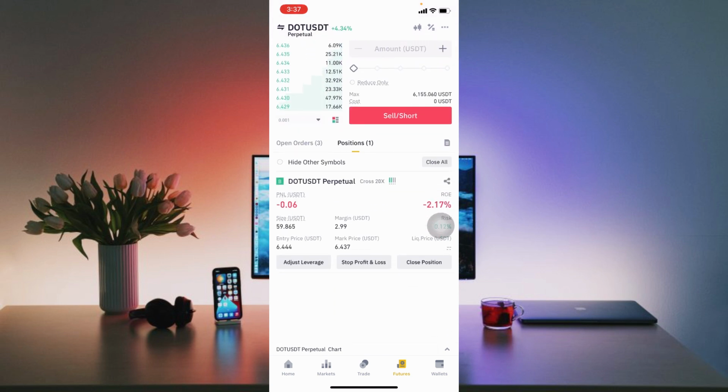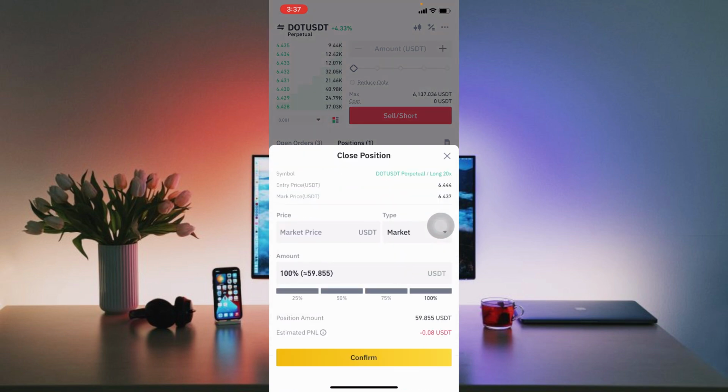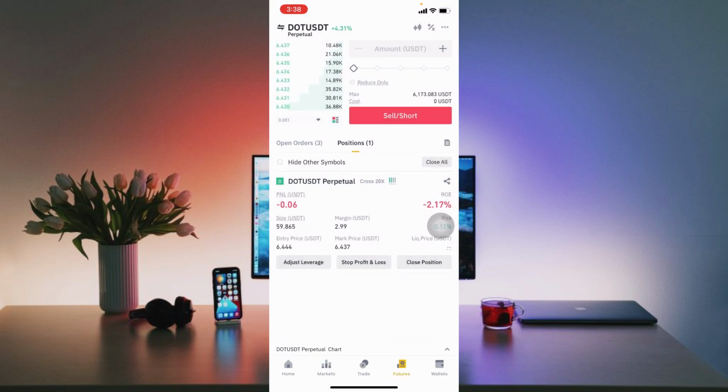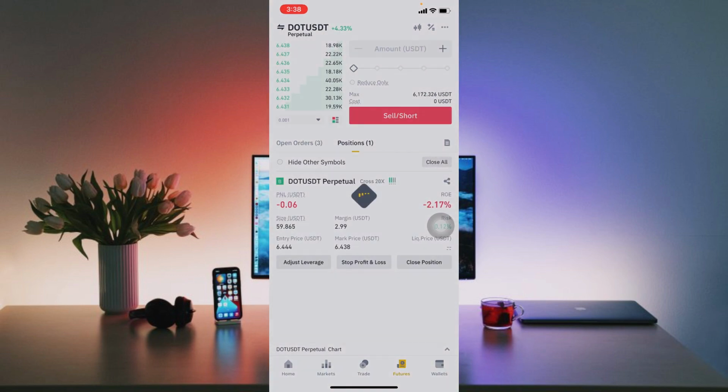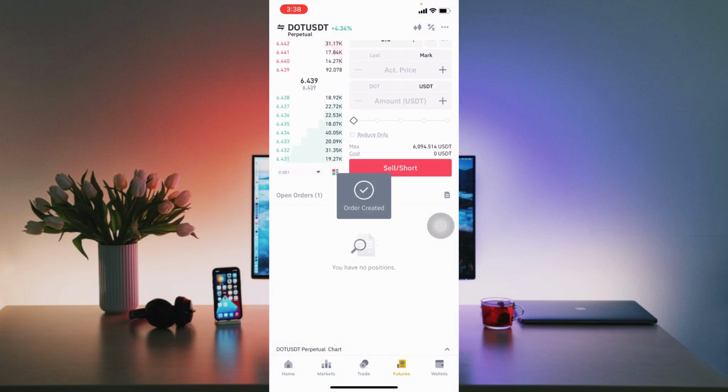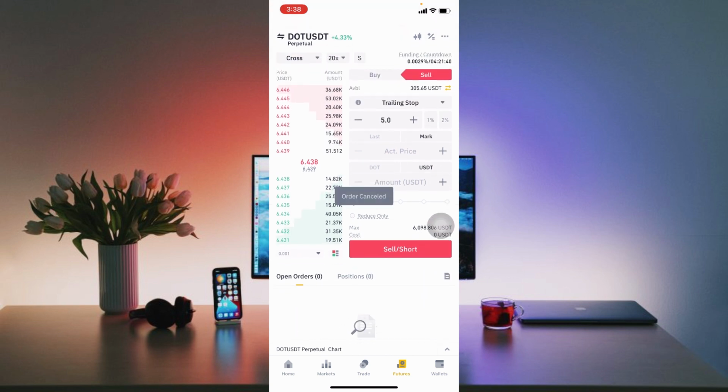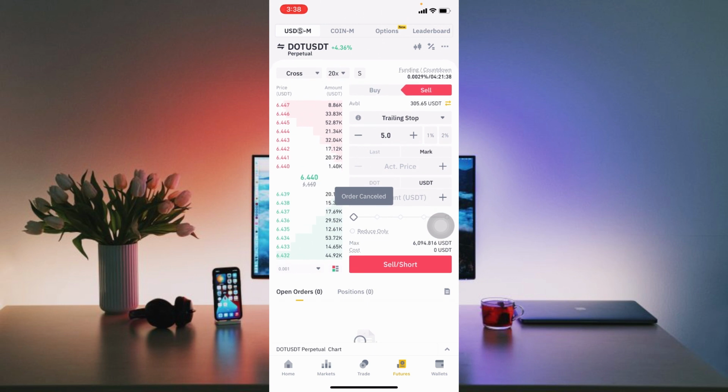So this is how you close a trade. So let's just close this trade. When you are about to close a trade, Binance will tell you how much you have lost on the trade. That is what the estimated P&L stands for. So I'm going to lose 0.08 cents on this trade if I close it. Okay, so let me just click on the close button. So I just closed the trade. So right now you see our trailing stop is still there. So cancel the trailing stop too.